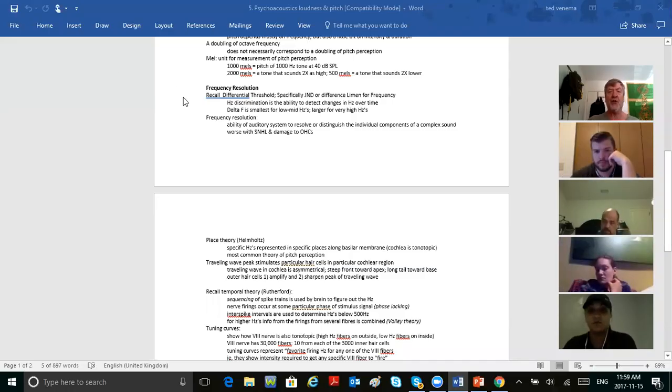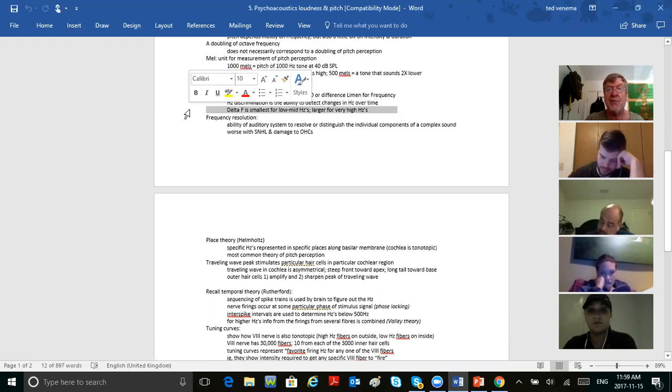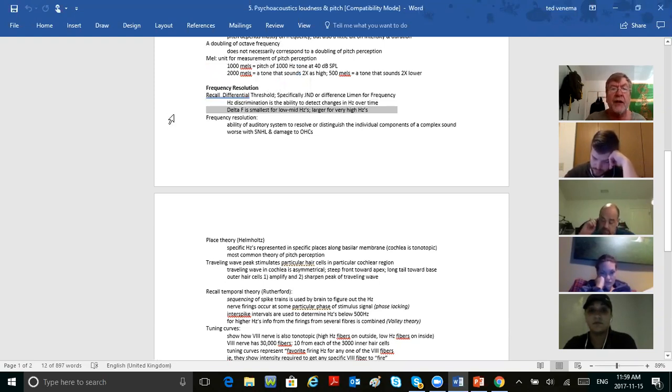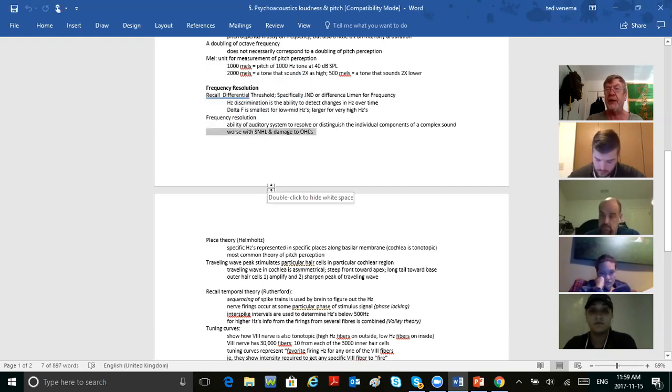So going back to good old frequency resolution, okay? Recall differential thresholds, specifically JND or difference limen. Frequency discrimination is the ability to detect changes in frequency. Delta F is smallest for the low to mids, larger for very high frequencies. Who cares? Don't worry about that. Frequency resolution is the ability of your auditory system to resolve or distinguish individual components of a complex sound. It gets worse with sensorineural hearing loss and outer hair cell damage.